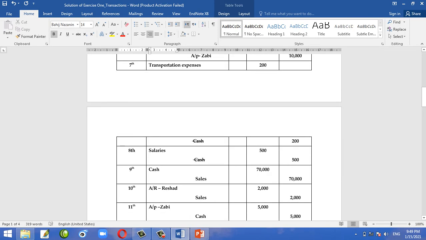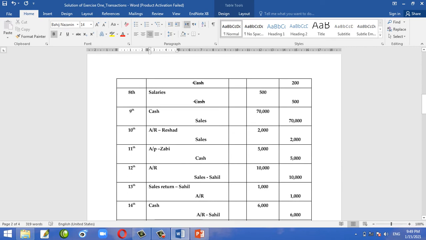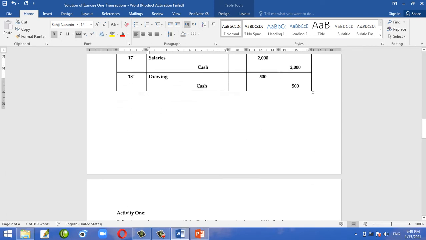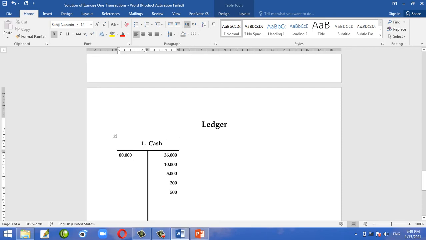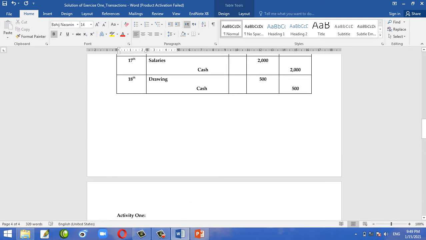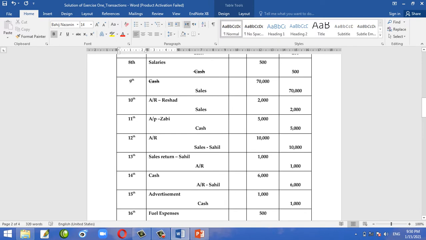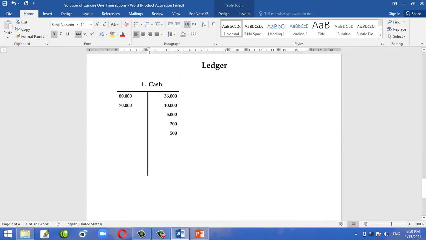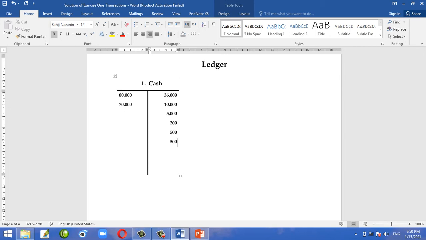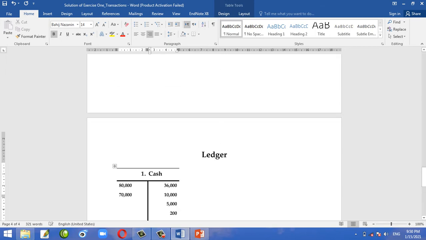Also come to the other one. Do we have cash in ninth one? Yes, we have cash as debit 70,000 Afghanis. We have to record 70,000 Afghanis as debit because it has been written in debit side of the journal or in debit side of accounting. So now come to the 10th one. Do we have cash? No, we don't have. In 11th one, do we have cash? Yes, we have cash as credit. How much? 5,000 Afghanis as credit.